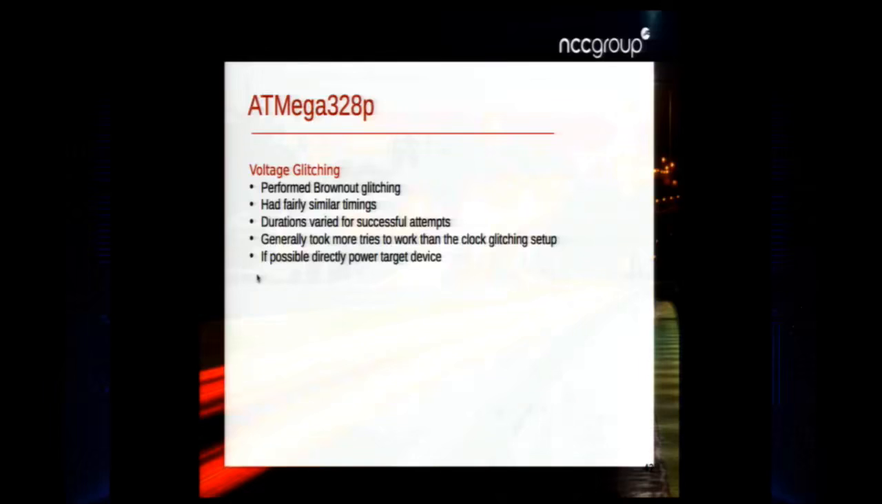With this, I performed brownout glitching, and the delays were fairly similar, but the durations always varied whenever I got a successful glitch. It took more tries and a longer time to work than the clock glitching, which would work within a matter of seconds. This one might take a few cycles and some resets in order for it to work.